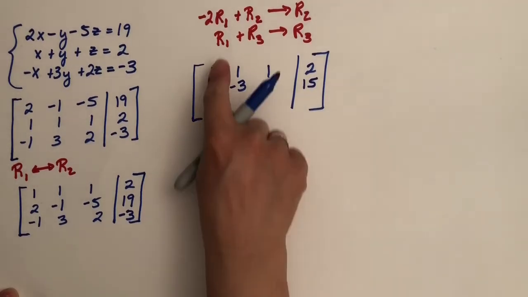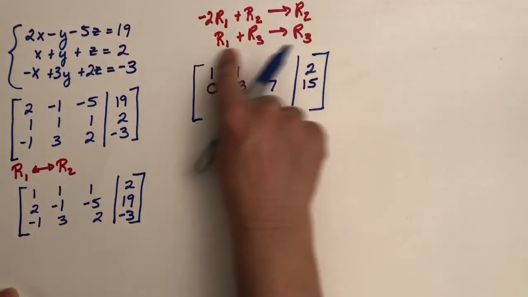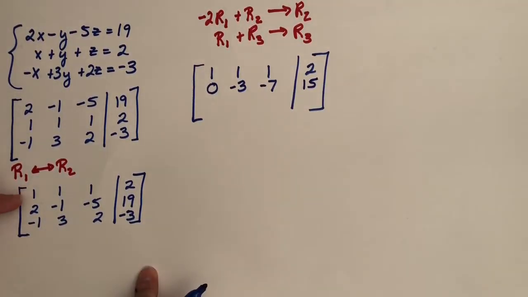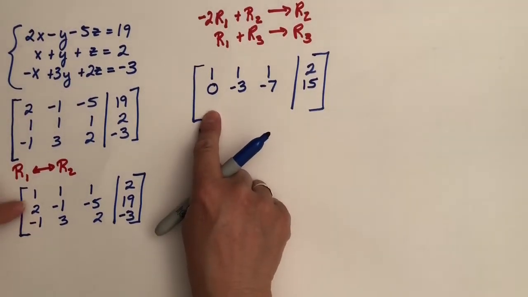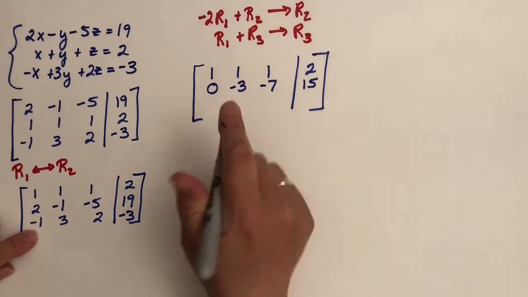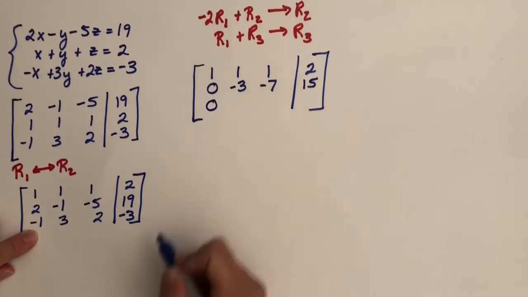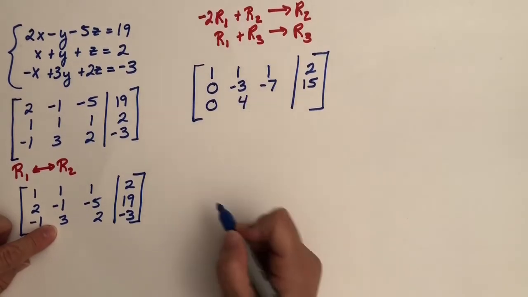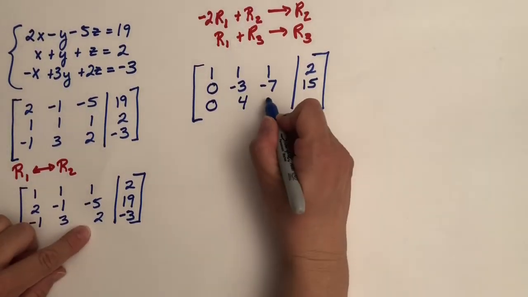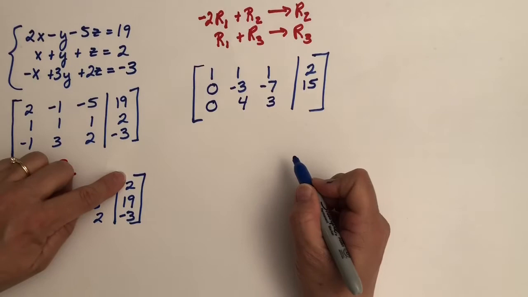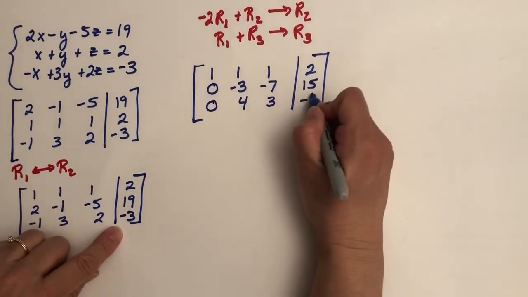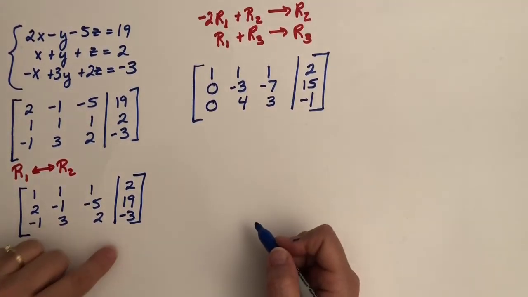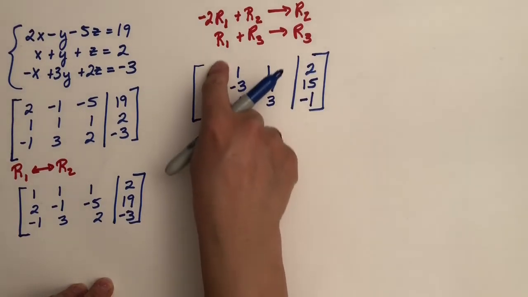And now we'll do our next elementary row operation, which is just adding row 1 and row 3 together to get a 0 here. So 1 plus -1 is 0. 1 plus 3 is 4. 1 plus 2 is 3. 2 plus -3 is -1. And we have taken care of this first column.